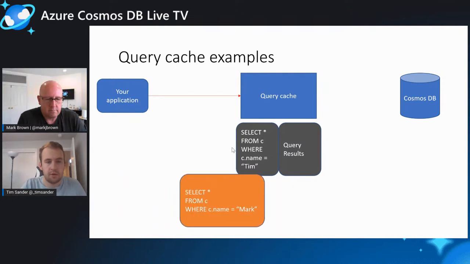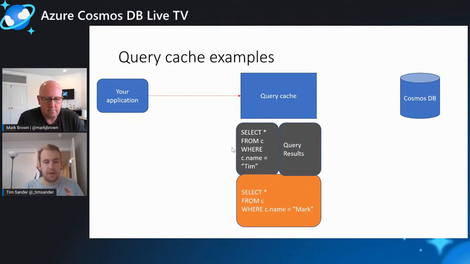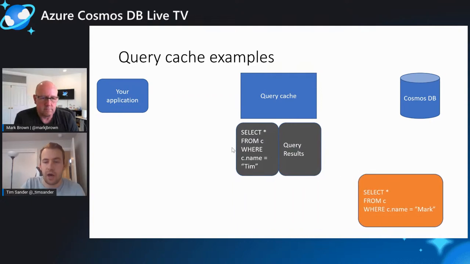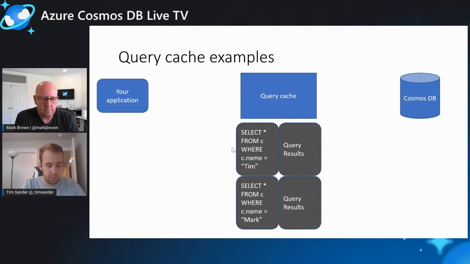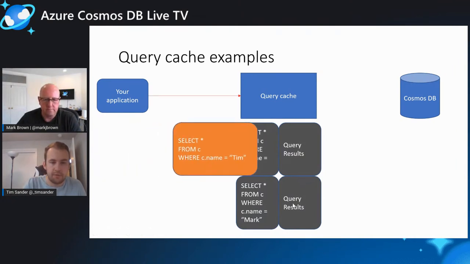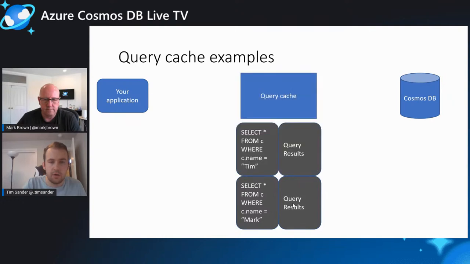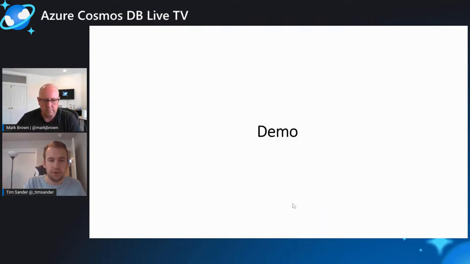So if I, let's say, do a different query that has a similar shape, maybe slightly different values, it has different results, so it's actually considered a different query. That would get routed to the backend. It'd be a cache miss, and then we cache that query separately. So each of these would be separate entries in the cache. And again, if I run those queries and they're in the cache, we'll return that back to the app without using any of our backend resources. And that will literally have an RU charge of zero.